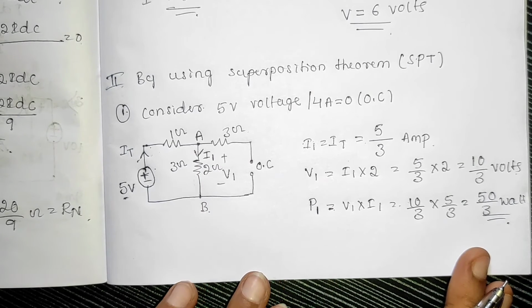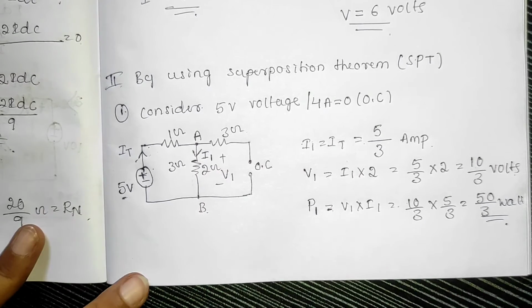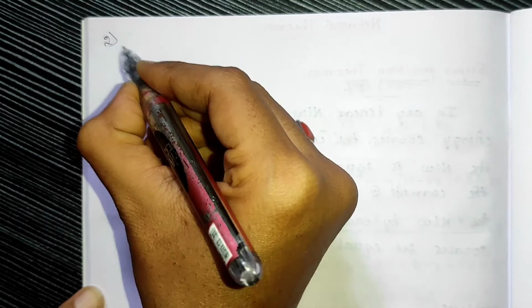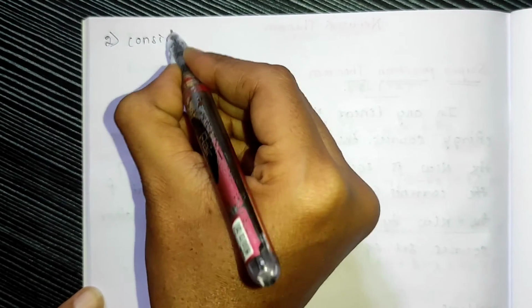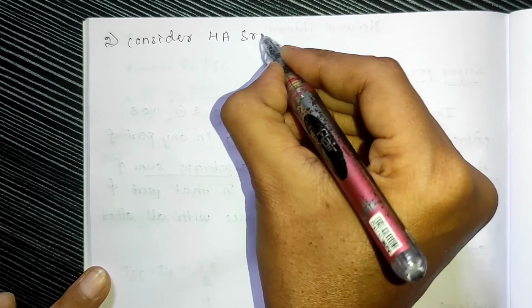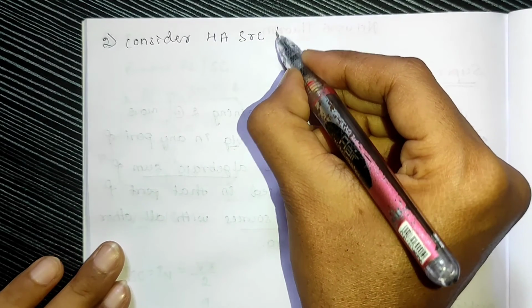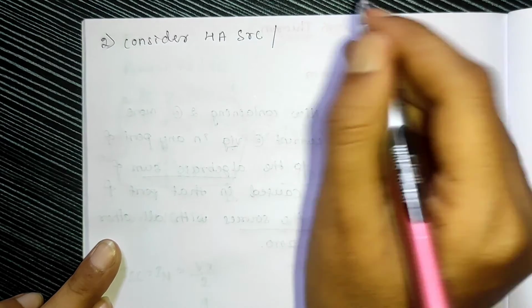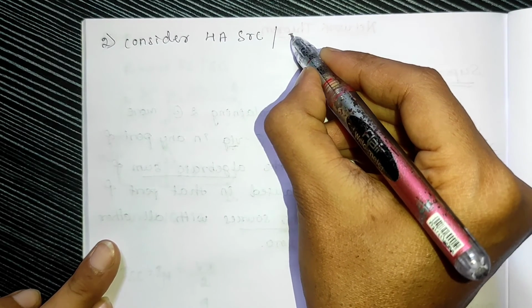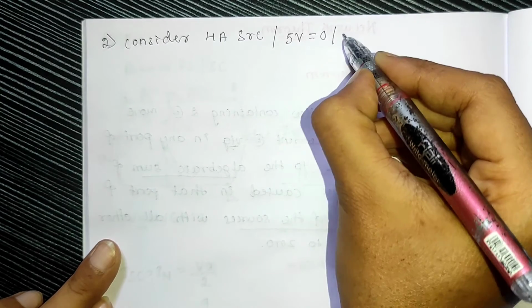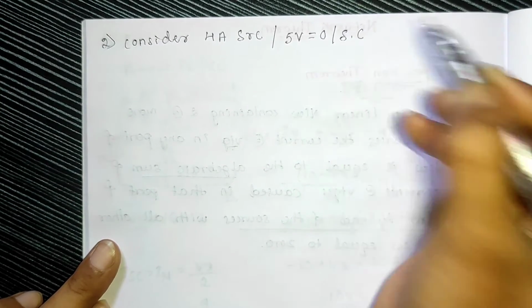right? Okay. So next I will consider another source, that is the current source. So next, consider the 4 ampere current source. We have to set the other sources equal to 0. Here the voltage source 5 volt equals 0. You have to short circuit it.